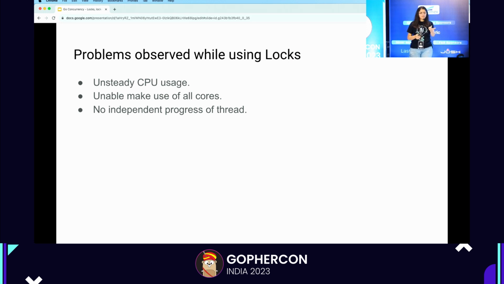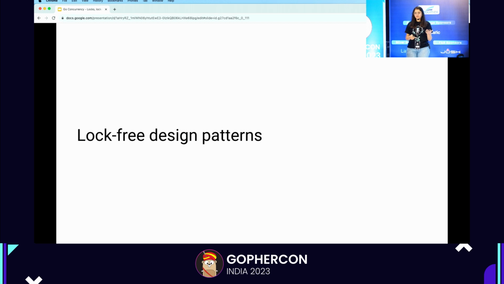Then again, because of synchronization, at that synchronous point we don't make use of all the processors or cores available to us, and there's no independent progress on the thread. If thread A is doing this, thread B's progress is dependent on another thread as well if someone else is holding the lock. So these are the problems we have observed with locks. So we want to go a step further. Why go to lock free? Because we still have some problems with locks. So let's look at lock-free design patterns.